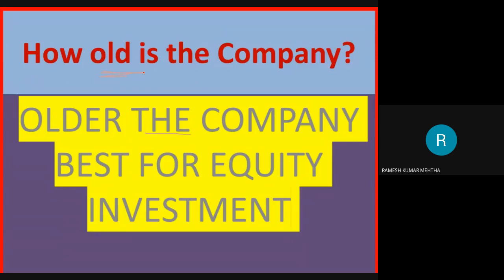For example, a company like Reliance Industries is almost 40 years plus. So these are companies which are established, which have their prominence. They are the market leaders.